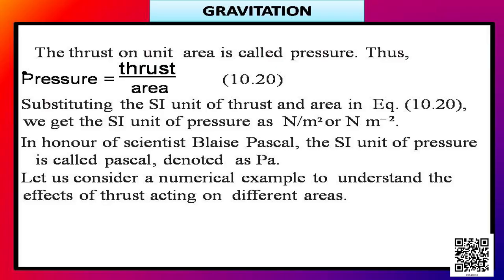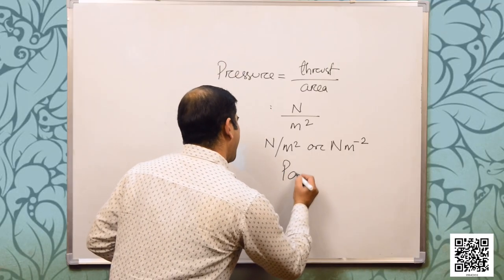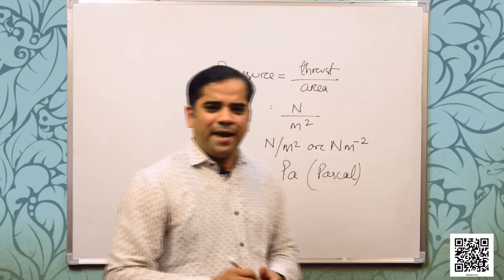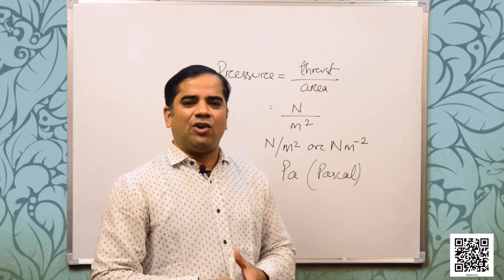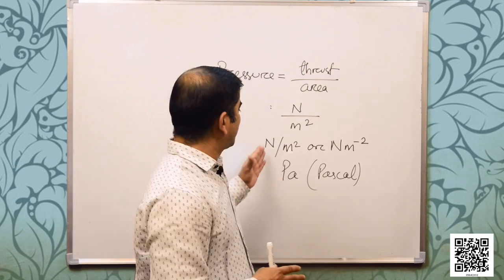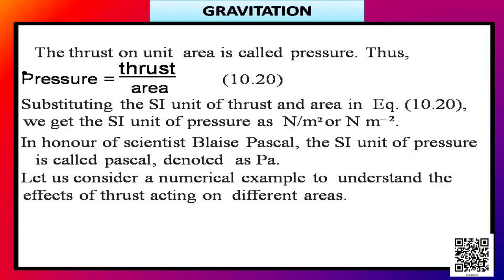Okay, in honor of scientist Blaise Pascal, the SI unit of pressure is called Pascal and denoted by Pa. So what is the SI unit of pressure? That is Pascal, and it is nothing but Newton per meter square. Okay, so students, let us consider a numerical example to understand the effects of thrust acting on different areas.